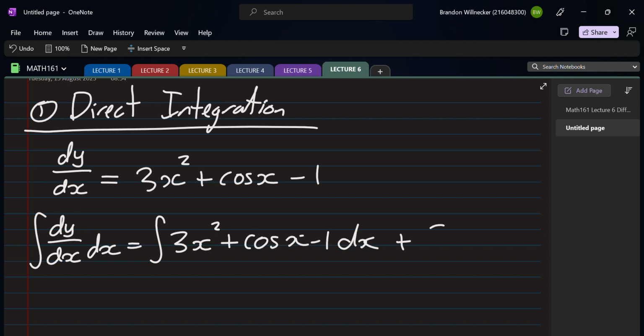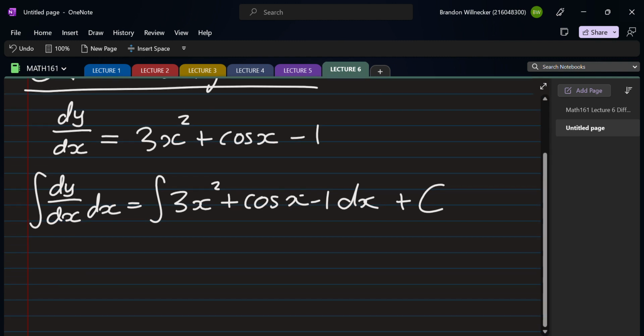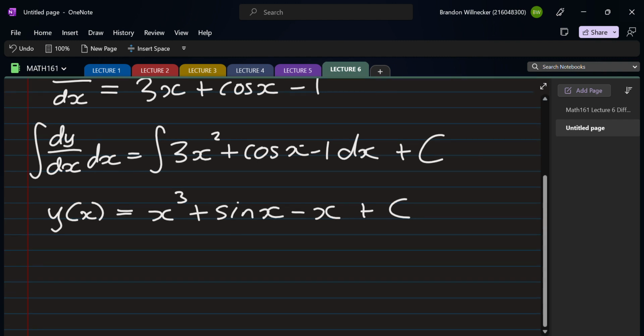Okay, and then remember to put our plus c so we don't forget that. Okay, so again, fundamental theorem of calculus, that undoes the integration and the derivatives, so we just have y of x. And then the right-hand side, we're going to get x cubed plus sin x minus x plus c. And if we were given some initial condition, then we could then solve for c.